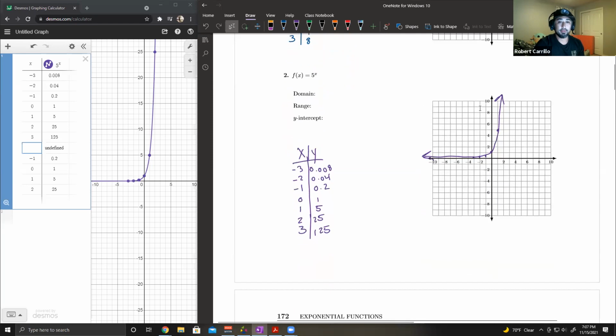Again, to keep it simple, the domain of any exponential function is -infinity to infinity. The range of a basic exponential function, like 2 to the x, 5 to the x, 3 to the x, is always going to be 0 to infinity. And my y-intercept, again, is at (0, 1). Everybody go with that? Okay.